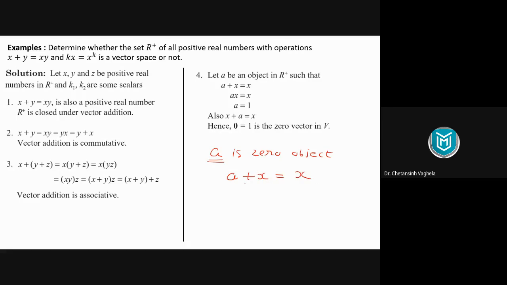Now how can I calculate a plus x? Because of my operation, a plus x is given by a into x. So a into x is equal to x. Now let me divide by x. So a is equal to x upon x. Now x upon x is equal to 1. So because of this simplification, I'm getting a equal to 1 here. Right? So as per this property, my zero object should be a equal to 1.